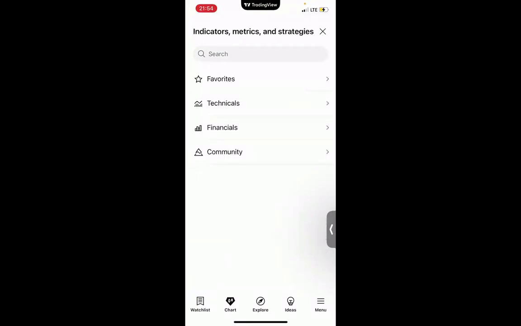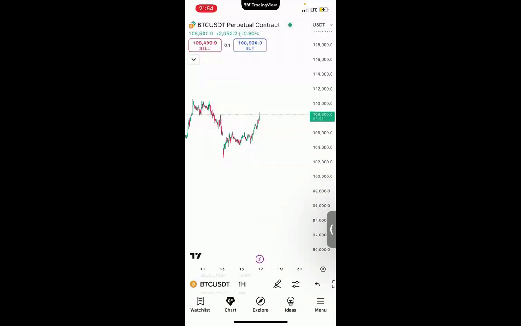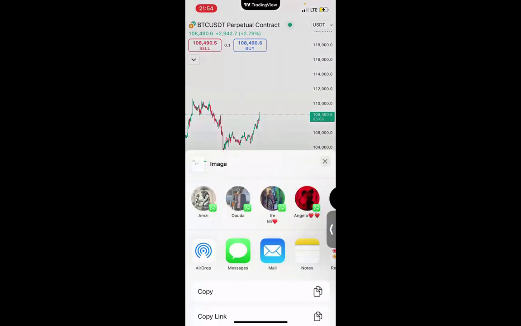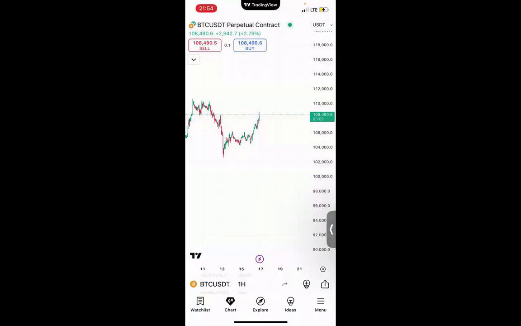So that's just it about TradingView, and you can as well share with some other people if you wanted to. So yeah, this was a quick review on TradingView, and we'll be going back to our main topic of the night, which is imbalance or fair value gap.